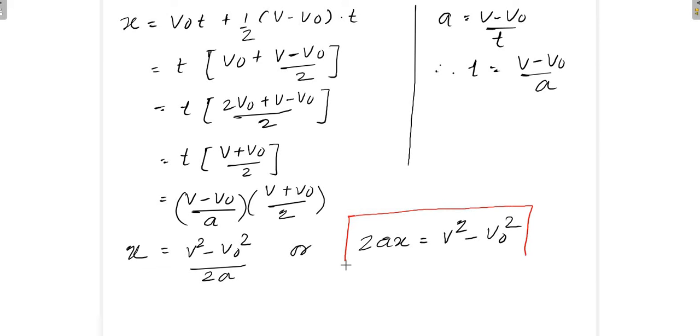Now what is the beauty of this equation? That it is not involving time. So if you know acceleration, if you know initial and final velocity, you can calculate distance. So out of all these variables, if any one is unknown and the other things are known, you can calculate it, right? So these are the three equations which we are going to use.